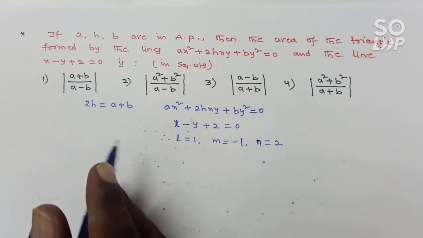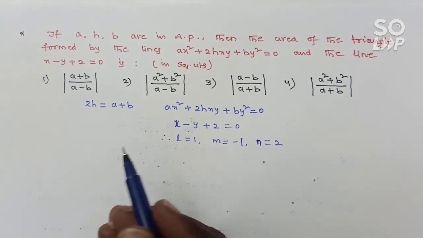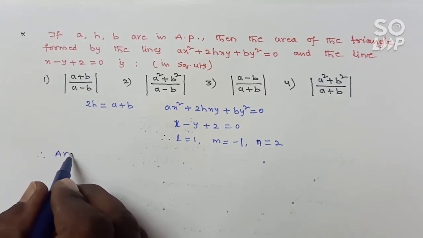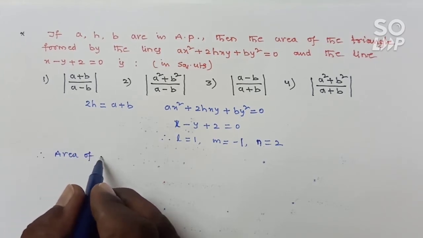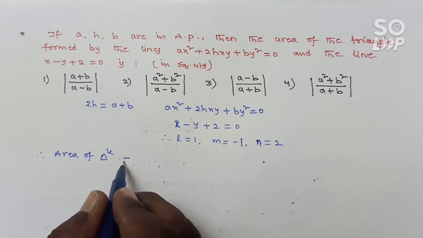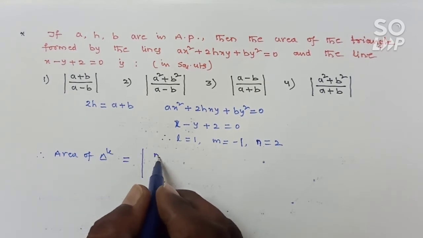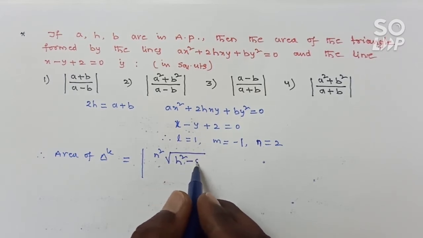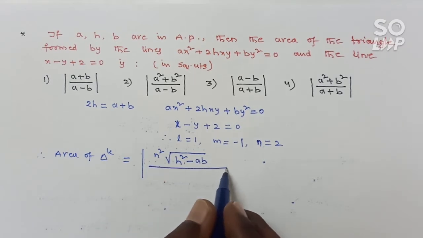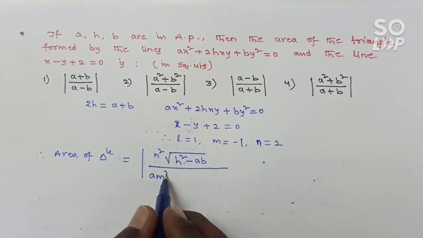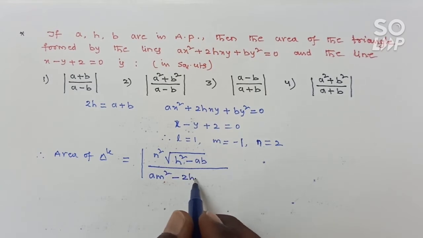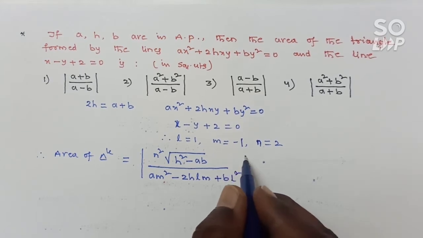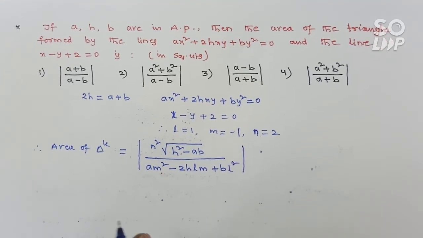Right? So just like in the previous formula, we use the area of the triangle. Therefore, area of triangle, what is that formula? Modulus of n square into root of h square minus a into b, whole divided by a into m square minus 2h into l into m plus b into l square. Now substitute one by one all these values.